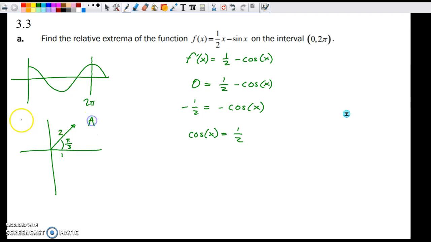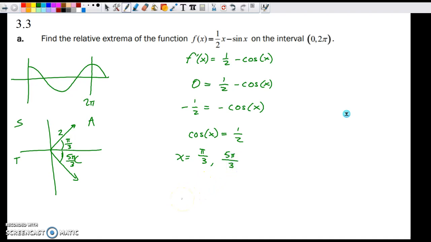And of course, there's a reference angle down here in the fourth quadrant where I'll have the same thing. It would be 2 pi minus pi over 3, which would be 5 pi over 3. Those are the 2 times, so x would have to be pi over 3 and 5 pi over 3.